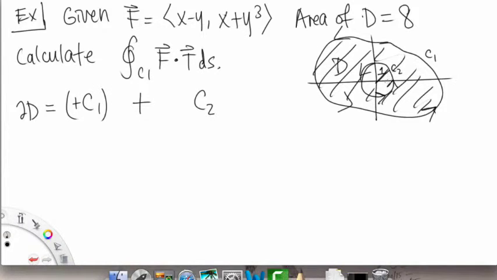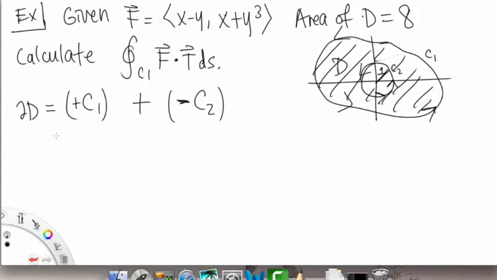And then let's look at C2, our inner curve. If we follow the arrows in the counterclockwise direction, we see that the domain is actually on our right side. So that means we have to reverse the orientation of it and make it go the other way. So that means we need a negative sign in front there.